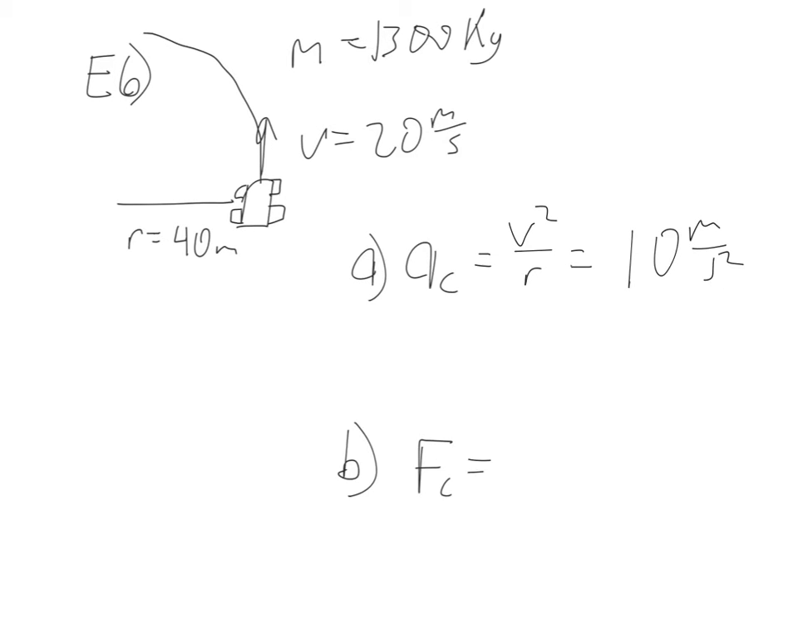Centripetal force, now there's two different ways you could do this. You could do mv squared over r, or simply mass times centripetal acceleration, m times a. And either way you do it, you get the same answer. You have 1,300 kilograms times 10 meters per second squared, which gives us 13,000 newtons.